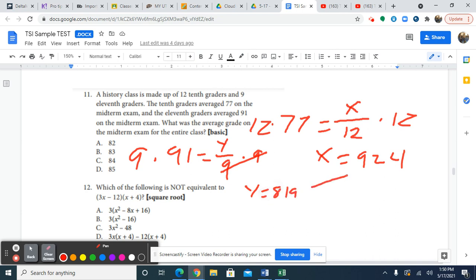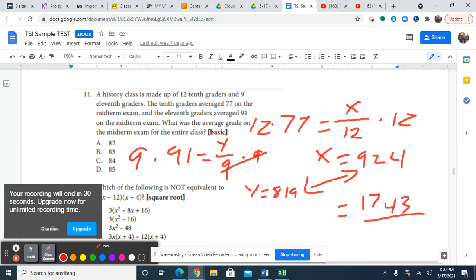So now we can add both of those together. 924 plus 819, which is equal to 1,743. That's the total sum for both classes, so we're going to divide by 21, which is the total amount of 10th graders and 11th graders. So if we divide that by 21, we can see that the answer is B, 83.